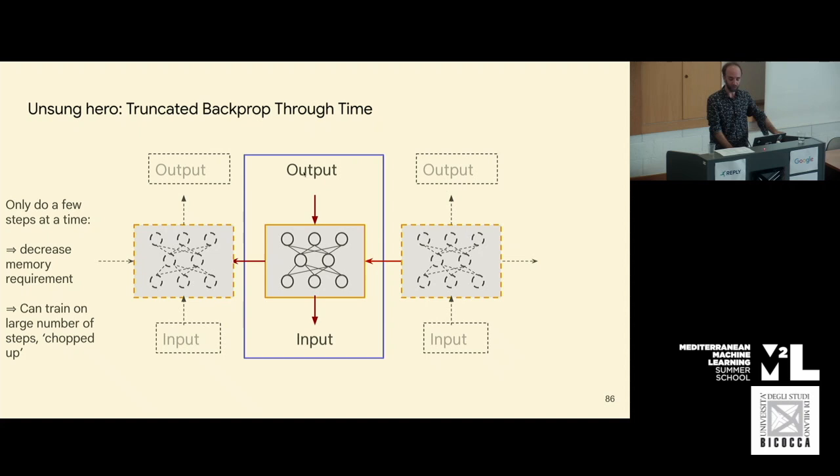And so you only do a few steps at a time, so this decreases the memory requirements, and they can train a large number of steps which are chopped up. If you know a bit about diffusion models, this is not exactly this, but there's something similar happening in diffusion models: the generative model loss of diffusion is not trained on a whole sequence, but on chunks, because they would not fit into memory otherwise.